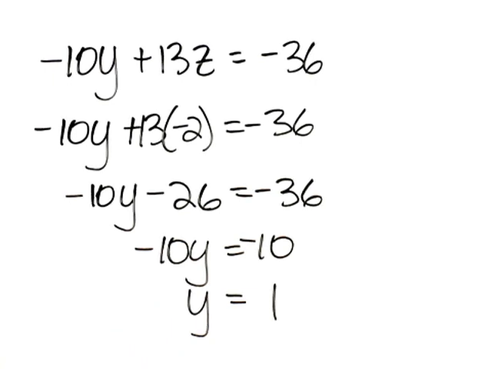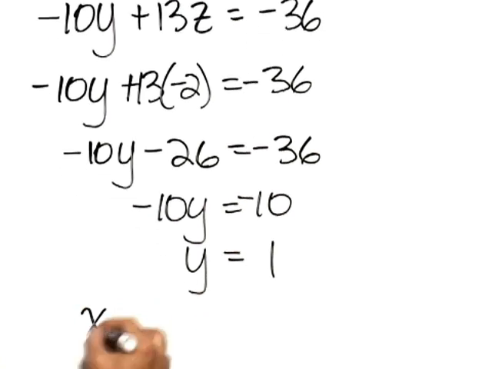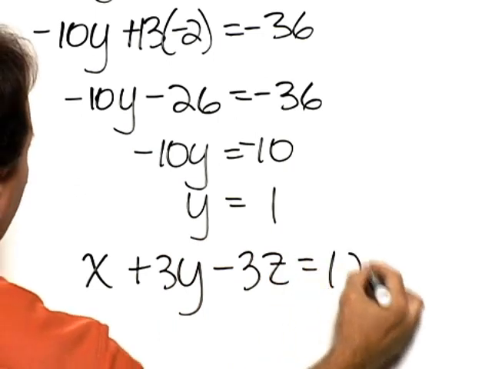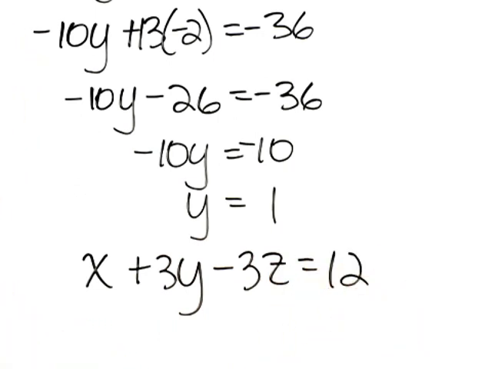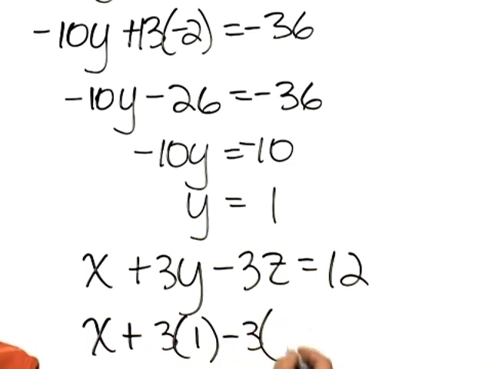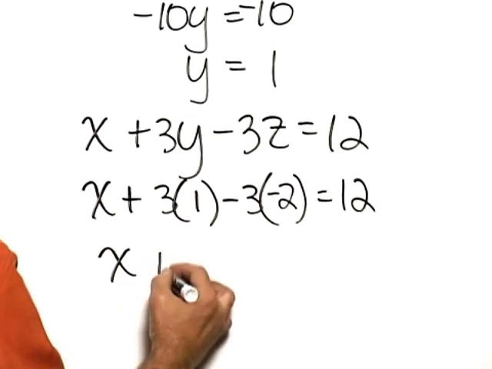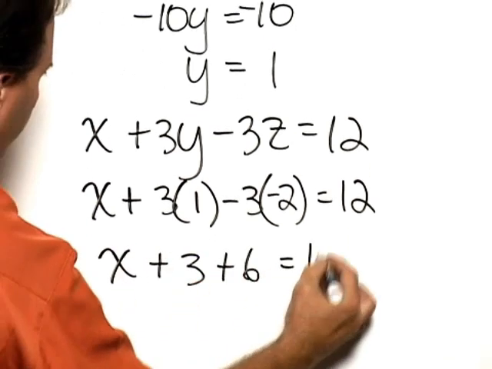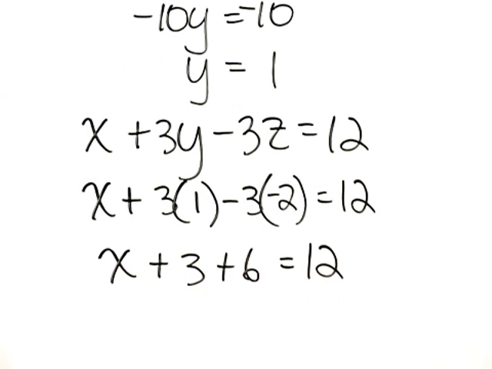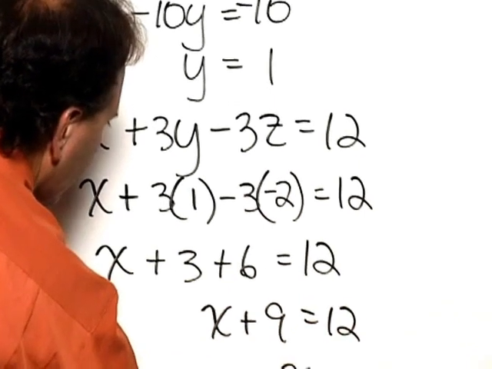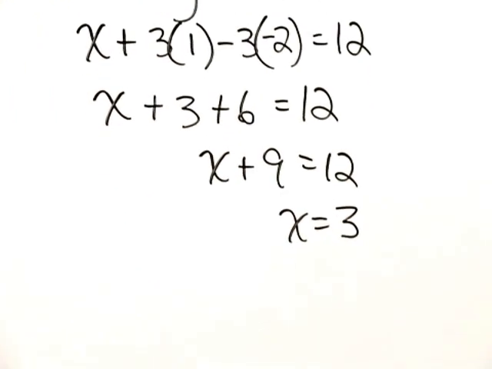From the first row of that matrix, we know that we have x + 3y - 3z = 12. We now have the value of y is 1 and the value of z is -2. So we have x + 3 times 1 - 3 times -2 equals 12. That's x + 3 + 6 equals 12. 3 plus 6 is 9. x + 9 is 12. And subtracting 9 from 12, we get x equals 3.